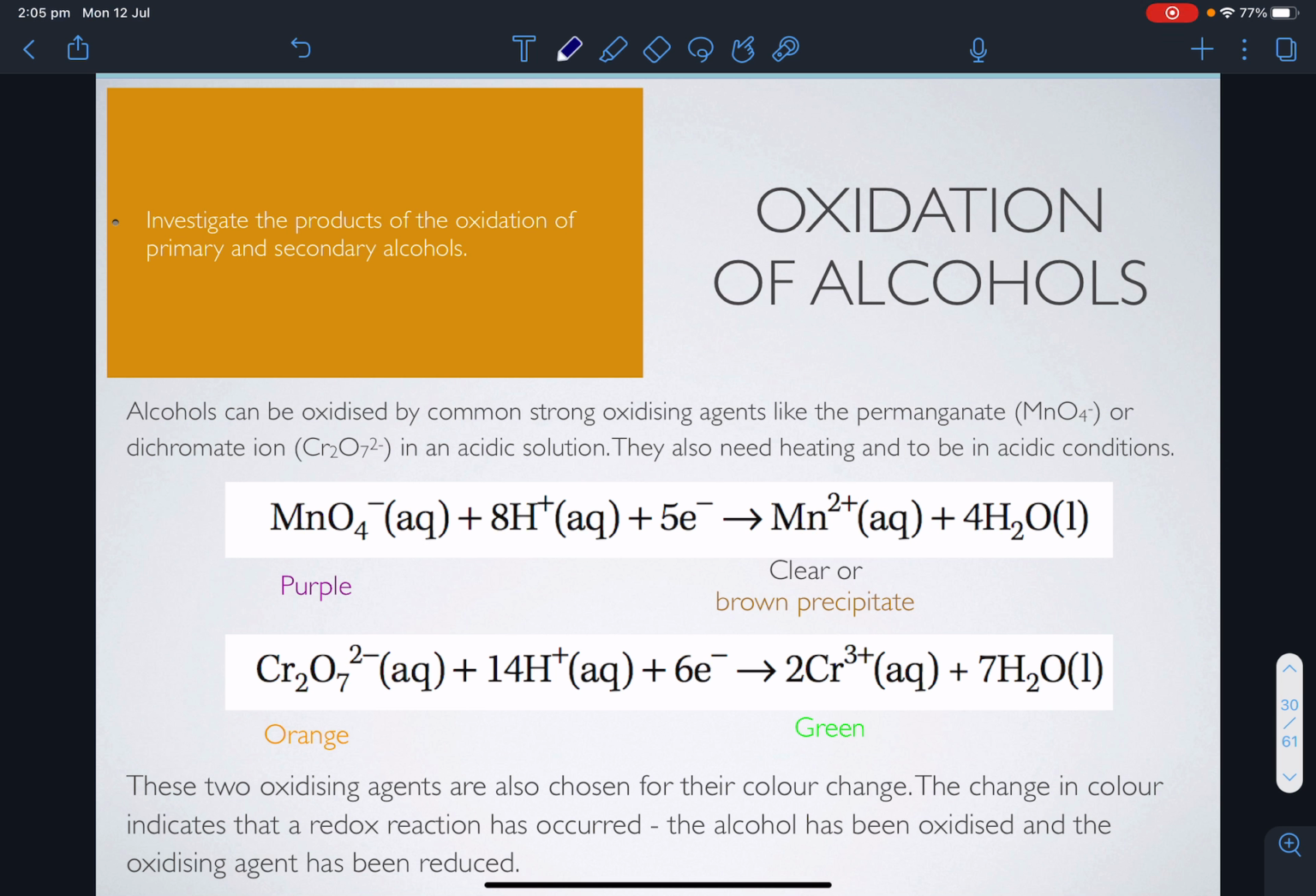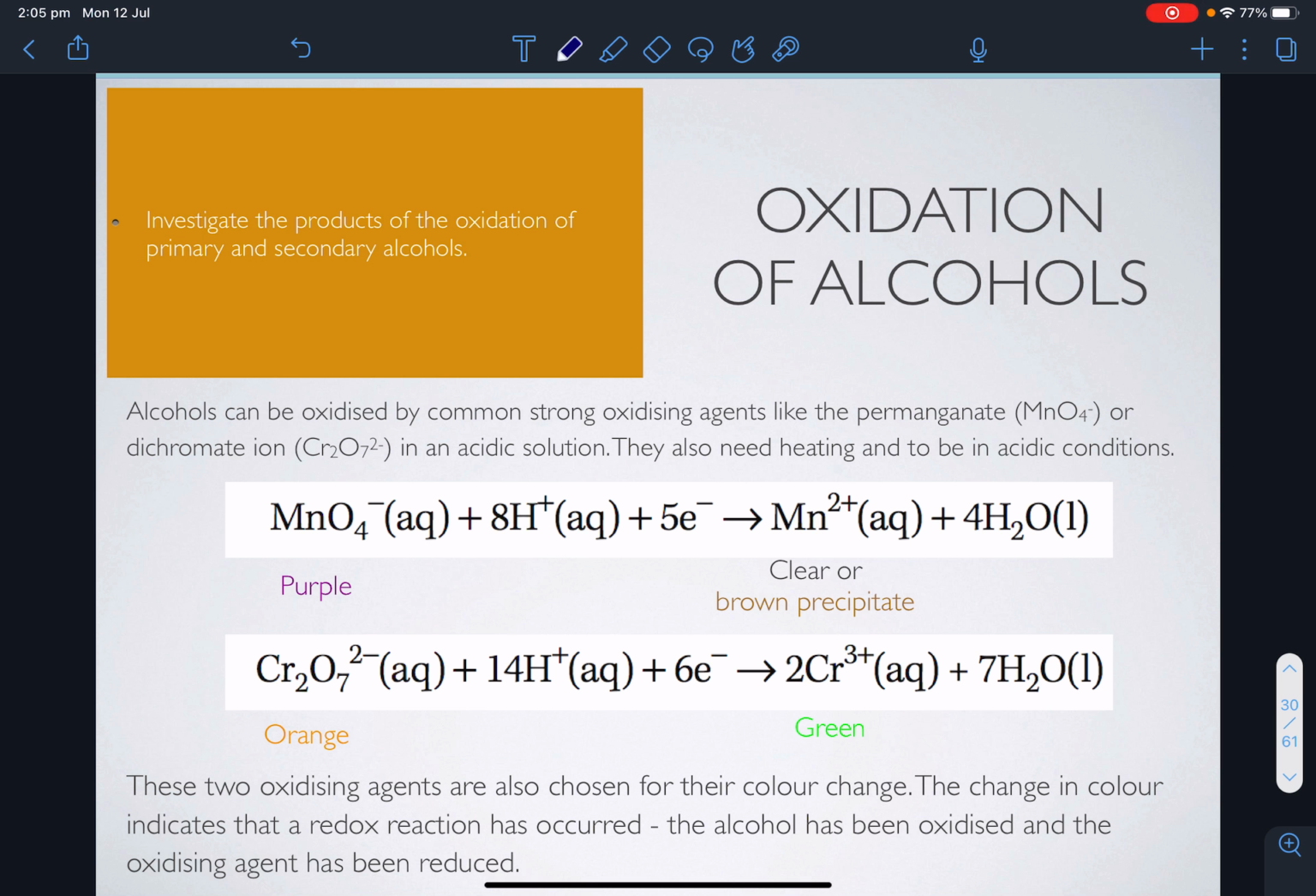The two that we talk about here are the permanganate ion, MnO4-, that lovely purple one, or the dichromate ion, Cr2O7 2-. We don't play around with that because it's quite toxic, but it has some nice colors, so we're going to talk about the colors and we'll observe a video later as well. But we won't play around with it, it's a little too toxic. For these reactions to occur, they also need a little bit of heat and acidic conditions, so a little bit of acid in there too.